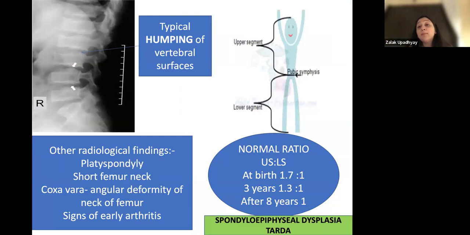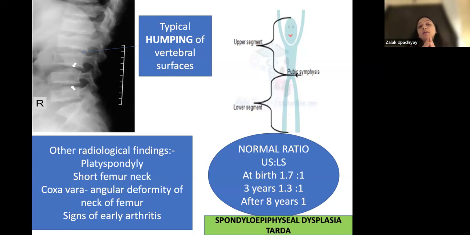Because the upper segment, lower segment ratio was abnormal, we suspected short trunk. We did a skeletal survey to see if there can be some skeletal dysplasia, because this is a disproportionate short stature. We found that there was typical humping in the vertebral X-ray. And there was also a family history with this humping found in the X-ray spine with disproportionate short stature. We also did a routine workup, which came out to be normal.